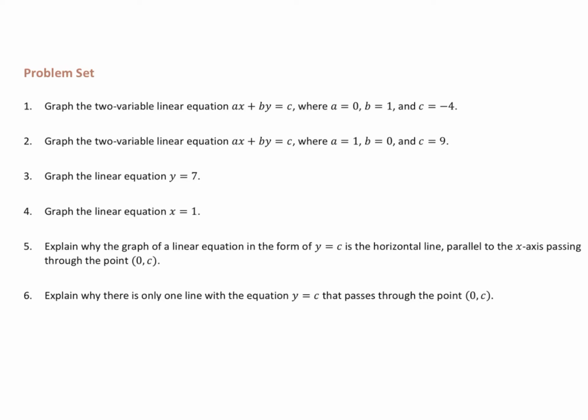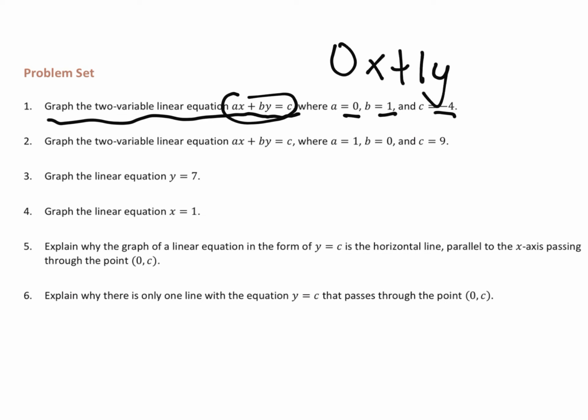We are going to graph the two-variable linear equation ax plus by equals c, where a equals 0, b equals 1, and c equals -4. So what we're going to do is just take these numbers and put them into the equation. So we have 0x plus 1y equals -4. And so what you're going to notice is that 0 times x will go away, and 1 times y, you don't have to write the 1 in front, so all we have left is y equals -4.